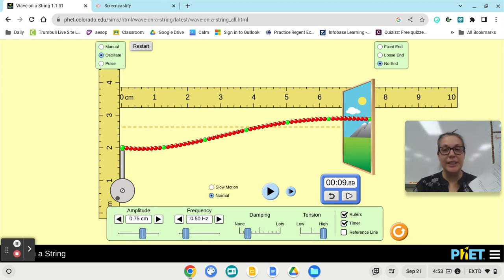Part 2, we're going to look at the relationship between frequency and wavelength. We're going to keep all of this set up the same, except now it says to set the simulator to a frequency of 1. You ended the simulation in part 1 at a frequency of 2. So now you're going to decrease it to a frequency of 1. There we go. All right.